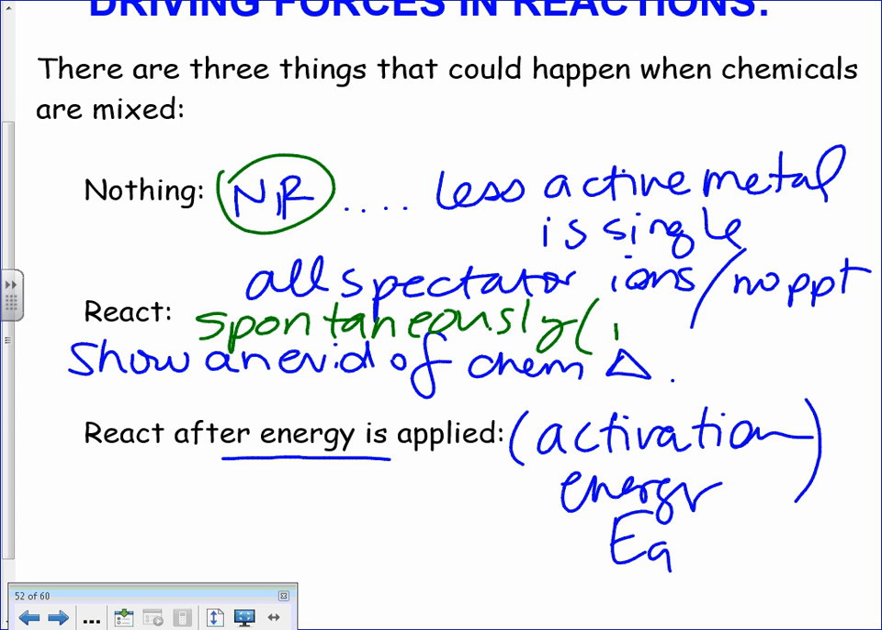Spontaneous in chemistry means to react without intervention. Meaning there's no prompt to make it happen. There's no spark. There's no energy applied whatsoever, right? So reacting means to react spontaneously. Reacting with energy applied means to react non-spontaneously, but you can make it happen. So that's where the term spontaneous is going to come in here in just a second.